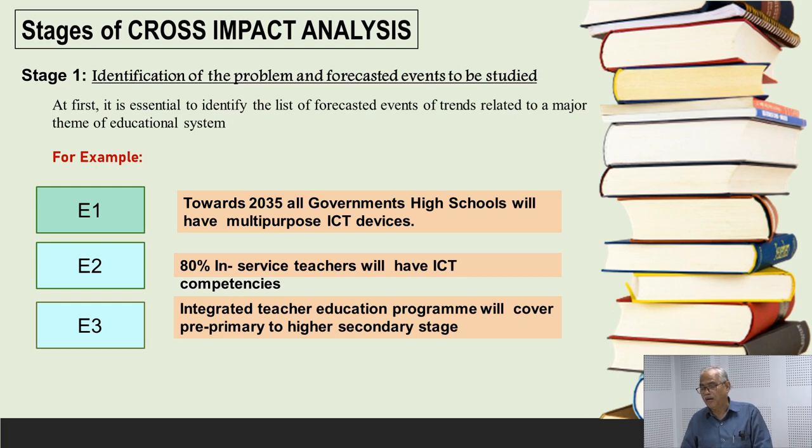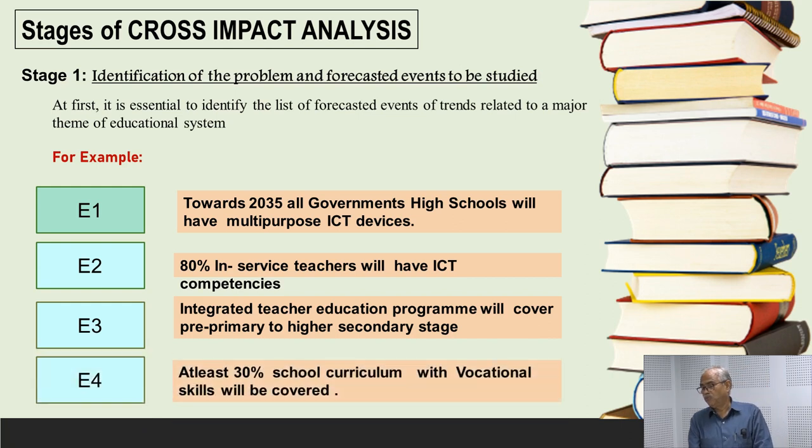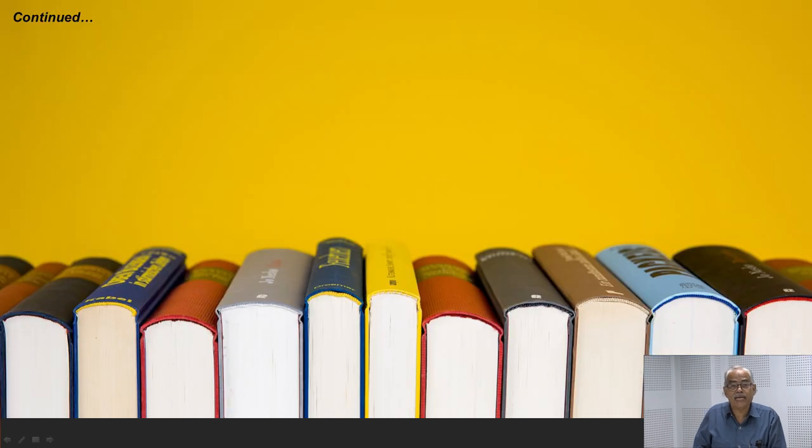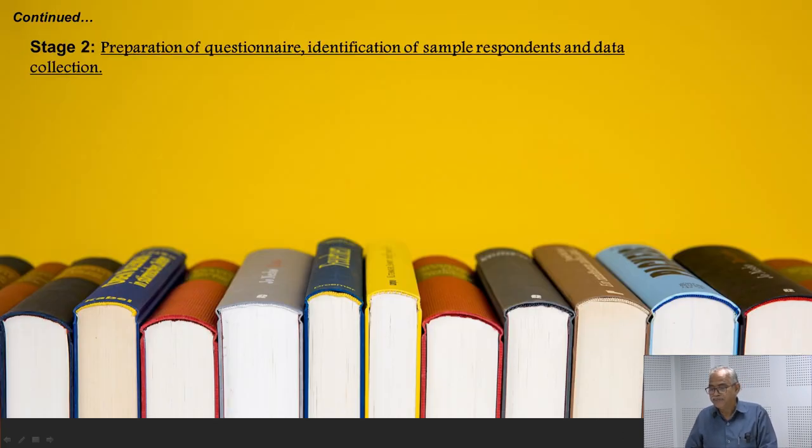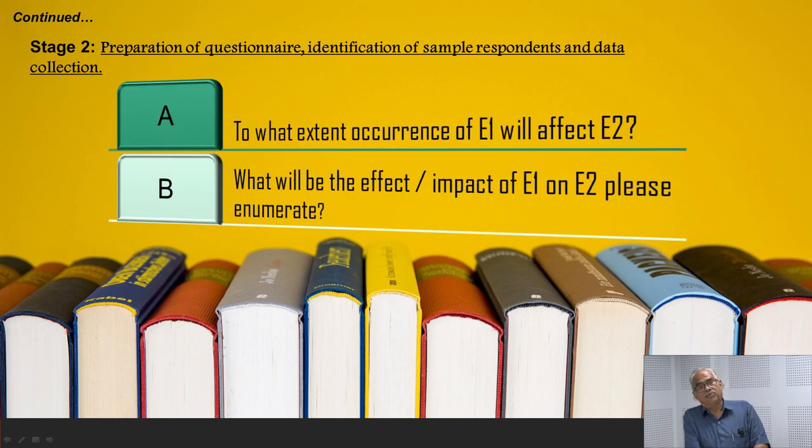Now, we'll prepare a questionnaire and we'll ask the experts on two points. To what extent E1 will affect E2? Event 1 will affect event 2. Second is, what will be the effect or impact of E1 on E2? Please enumerate that maybe in qualitative form. Now, the data which will come in the form of quantitative and qualitative form, they will be analyzed by developing a cross-impact matrix.